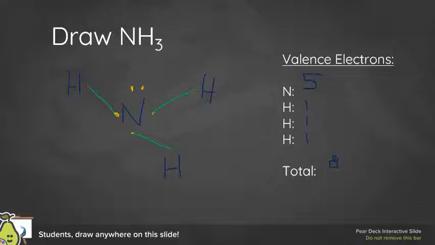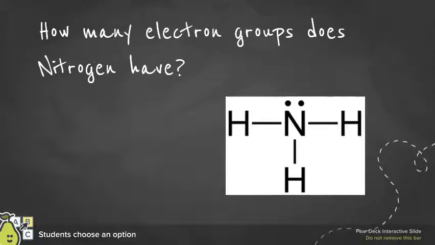Now we notice that this is a little bit different than what we've drawn for the last few molecules because this does have a lone pair still remaining on nitrogen. So how many electron groups does nitrogen have in ammonia? We've got an electron group for each single bond, but then this lone pair counts as an electron group too. So nitrogen has 4 electron groups.